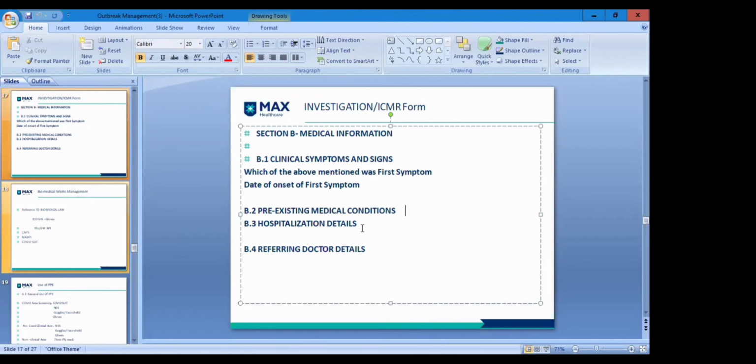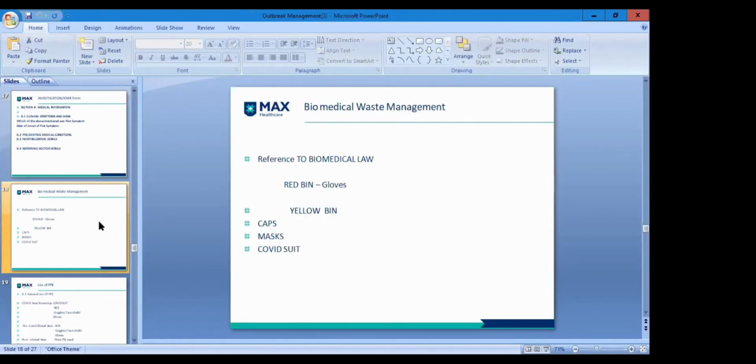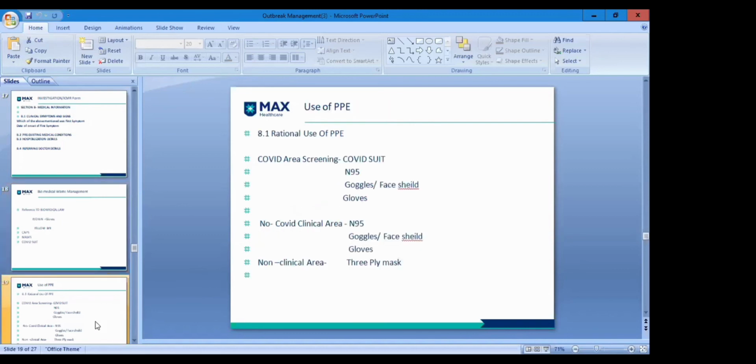This all had the ICMR form, where the details were defined. We also defined our biomedical waste management according to biomedical law. With reference to the red bin, gloves and everything else would have gone into the yellow bin. And in the last stages, even the red bin was changed to all yellow bin, and all caps, gowns, COVID, whatever we saw in doffing, they would go in yellow.